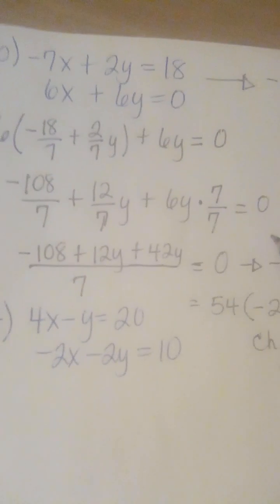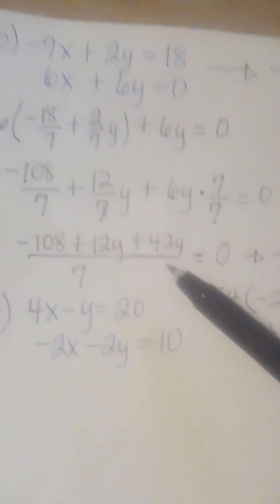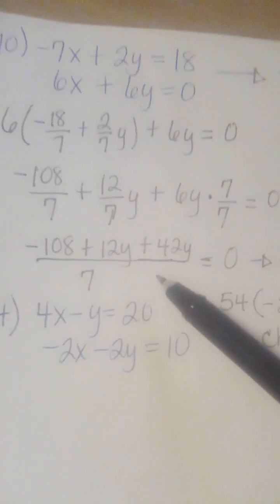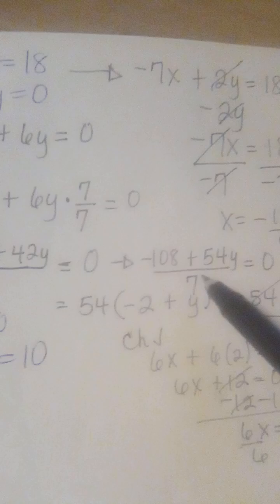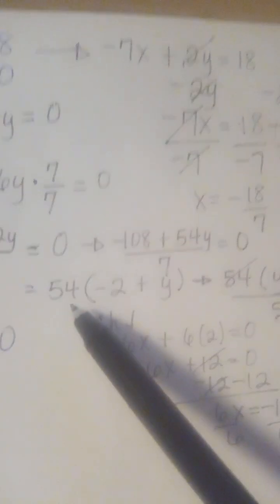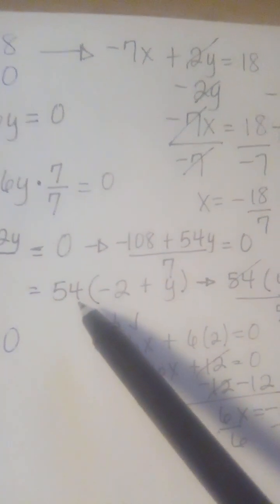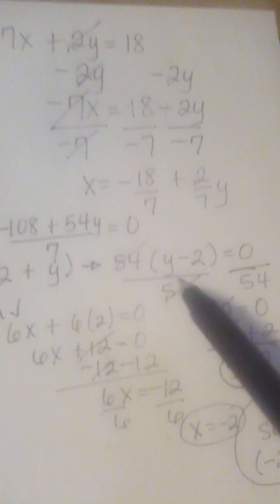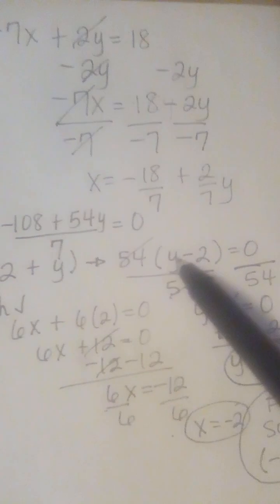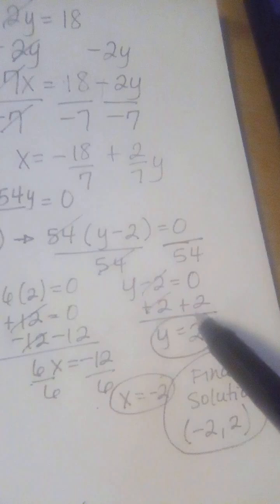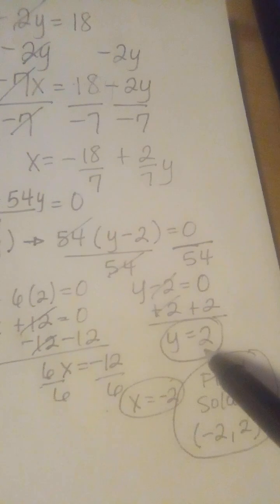And follow what it says step by step. Then this will almost completely eliminate the fractions into this, and then you have to factor out the common number, which is 54, and then what's remaining is you divide 54 to both sides of the equation. You got y minus 2 equals 0, and you add 2 to both sides to get y.